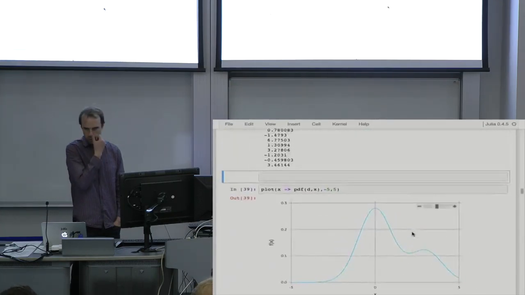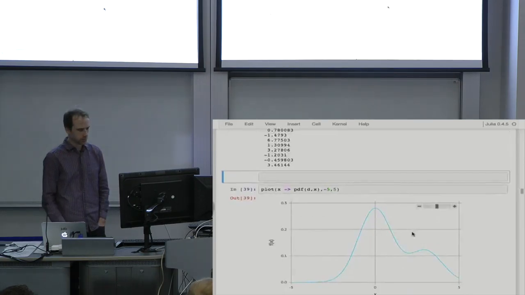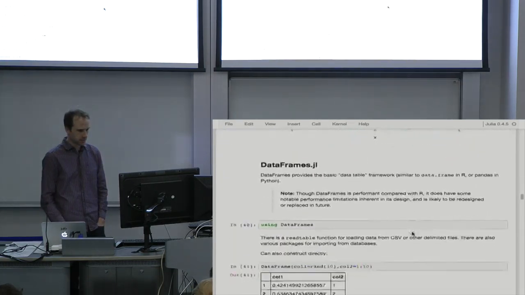Okay, so that's playing with distributions. It's actually very elegant. I think it's one of the really nice things about working with Julia. And that's something I've actually spent a fair bit of time with.